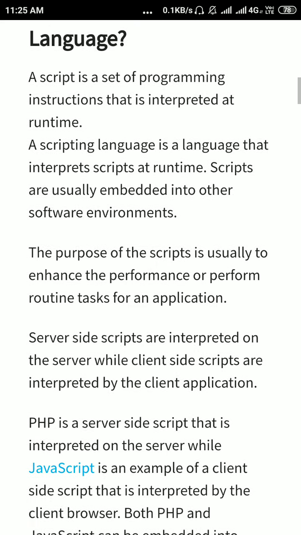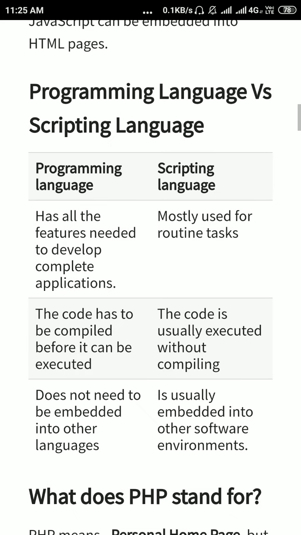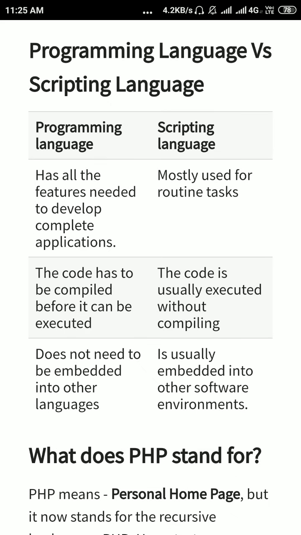So now we will see what is programming language versus scripting language. A programming language has all the features needed to develop a complete application, but a scripting language is mostly used for routine tasks only. The code has to be compiled before it can be executed in a programming language, but in a scripting language the code is usually executed without compilation.